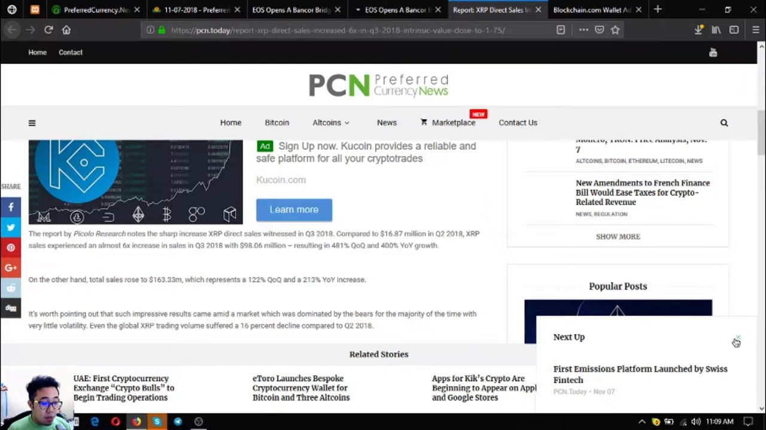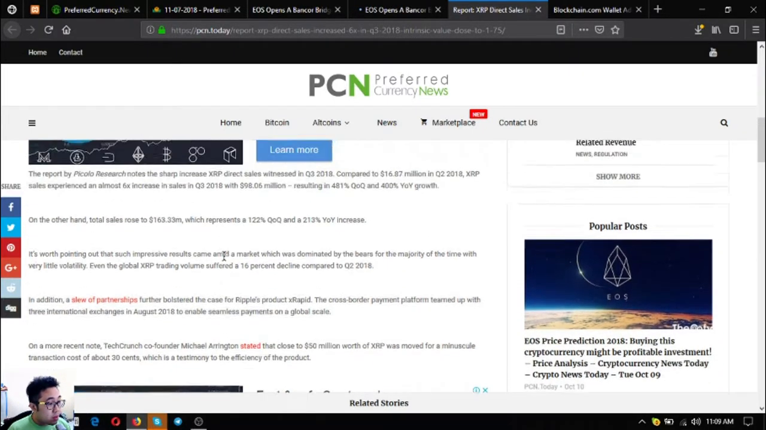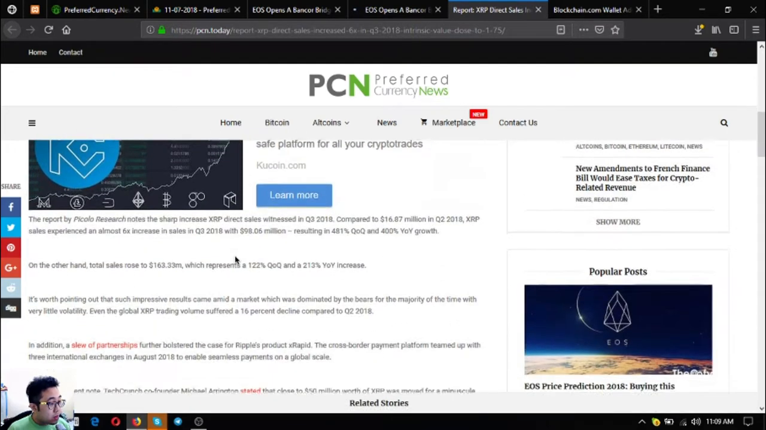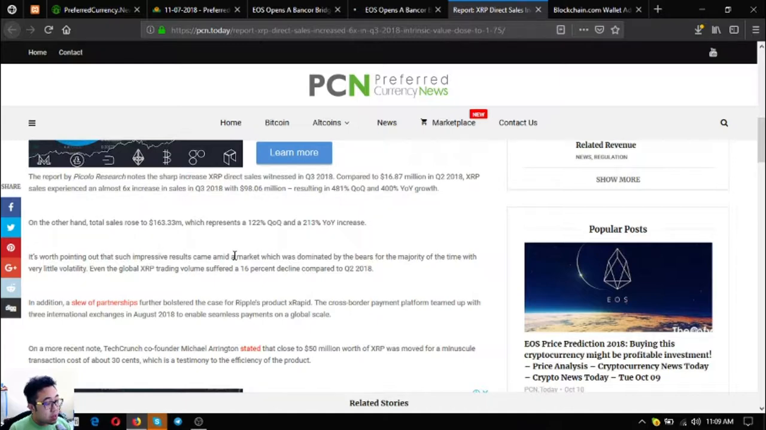So let's read further. The report by Piccolo Research notes the sharp increase in XRP direct sales witnessed in quarter 3 2018 compared to the $16.87 million in quarter 2 2018. Ripple XRP sales experienced an almost 6 times increase in quarter 3 2018, with 98 million resulting in 481% QOQ and 400% YOY growth. On the other hand, total sales rose to $163.33 million, which represents 122% QOQ and a 213% YOY increase.